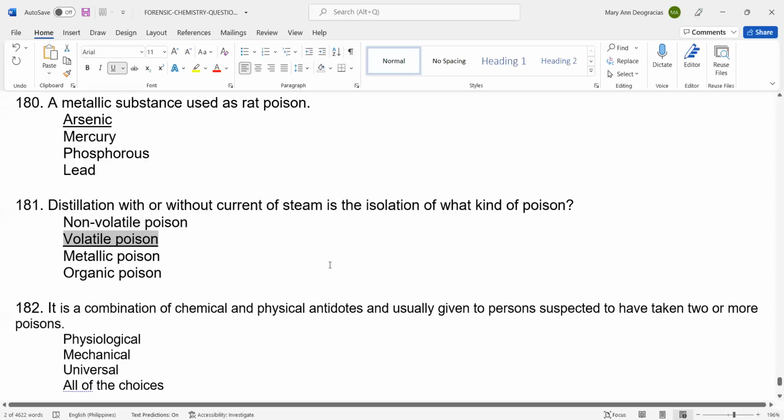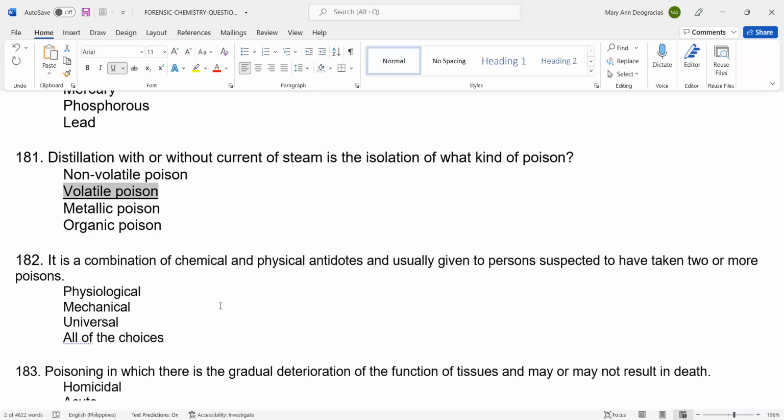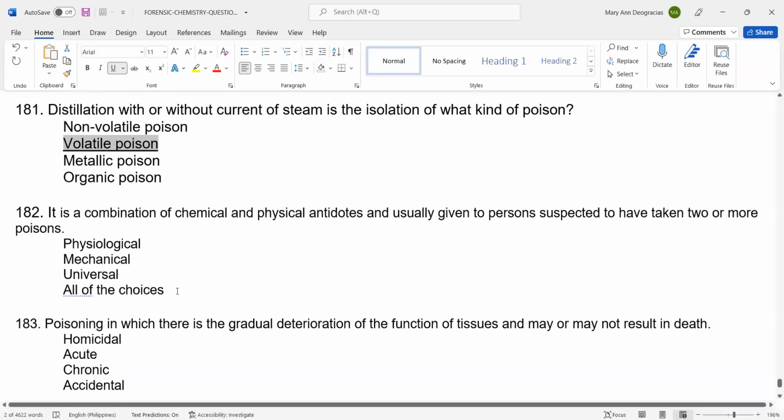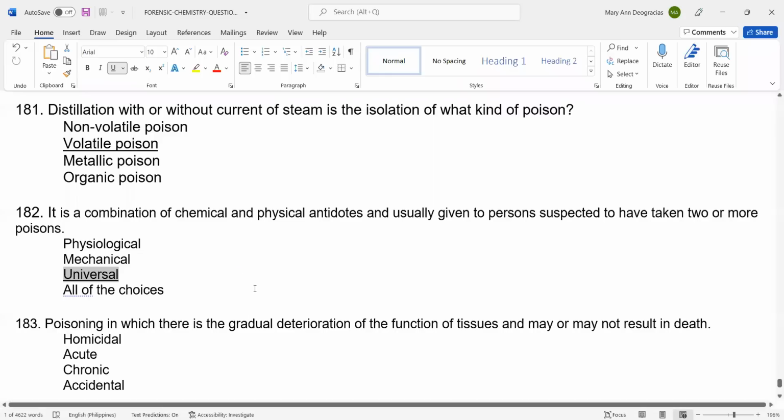Okay, 182. So it is a combination of poisons, both the chemical and the physical, so it's already universal. When two or more poisons are being treated, we have to use the universal. If it is a combination of chemical and physical, it is called a universal poison. A universal antidote, I should say.